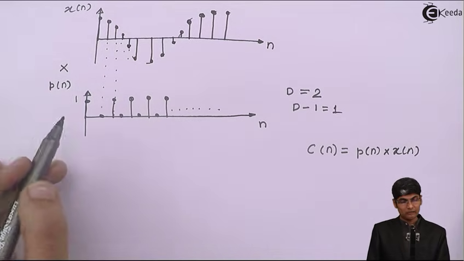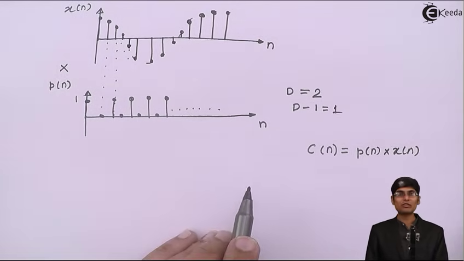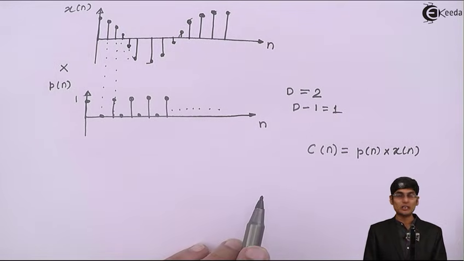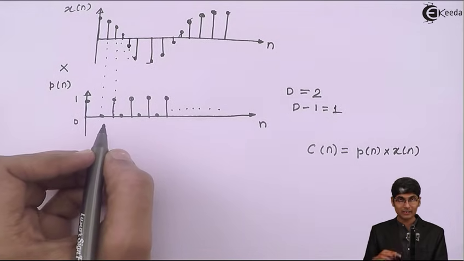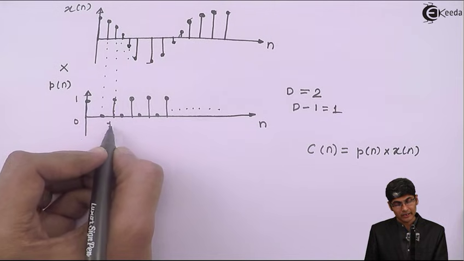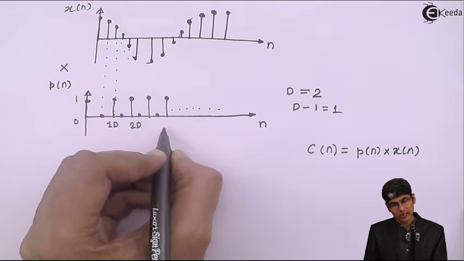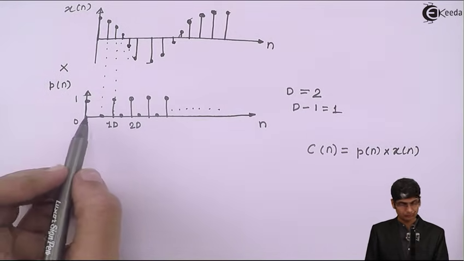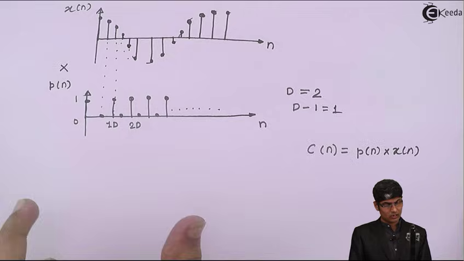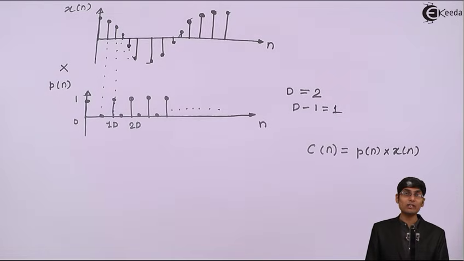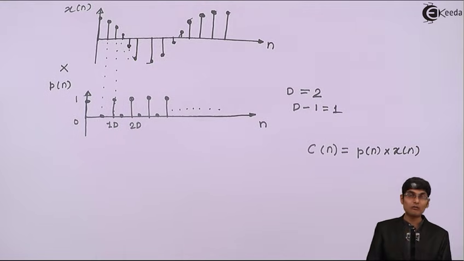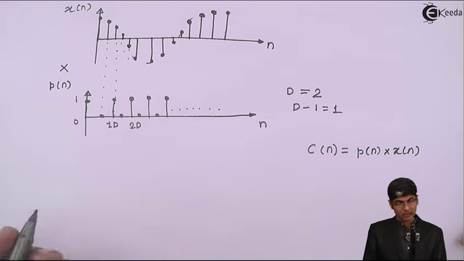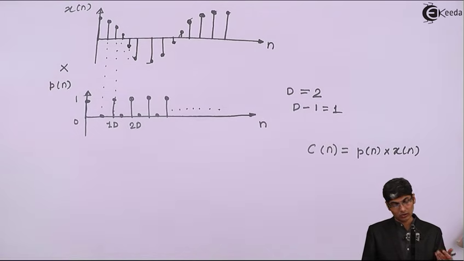And in P of n, the samples are placed at integer multiples of d. I have kept the amplitude to be 1. So I will have the first sample at n equal to 0, the next sample at 1d, the next at 2d, and so on and so forth. So this will be the periodic sequence. I say that P of n is a periodic sequence of pulses.